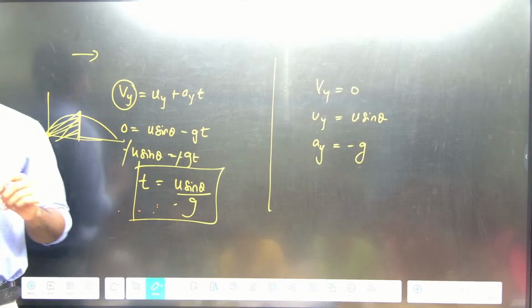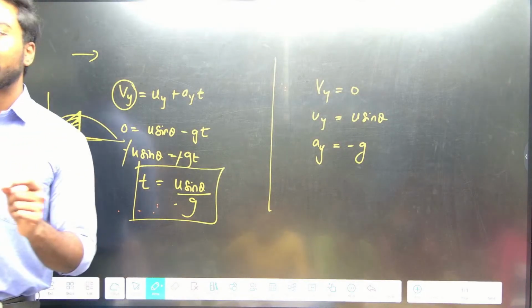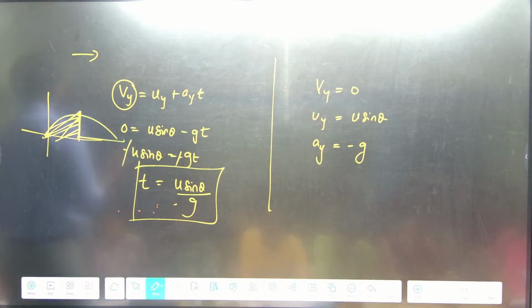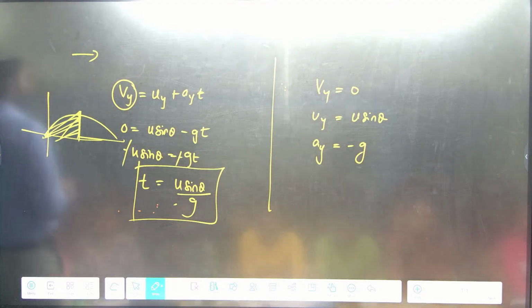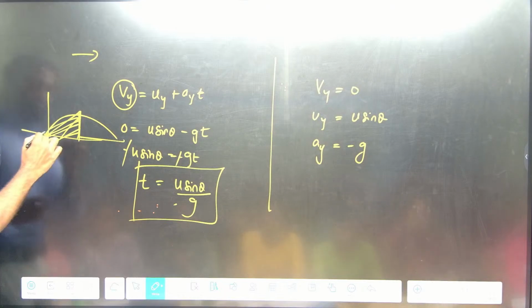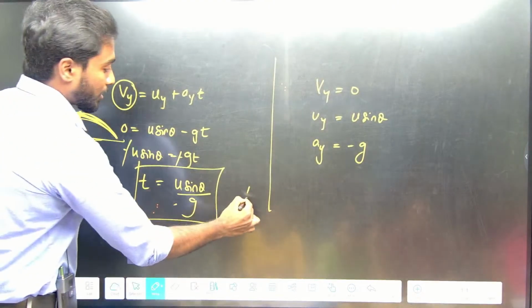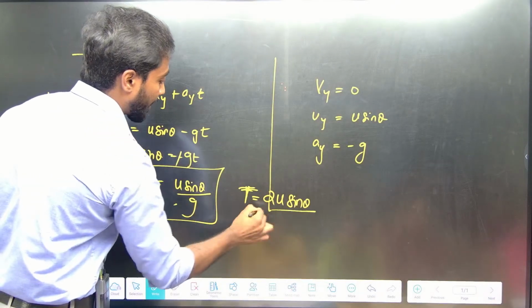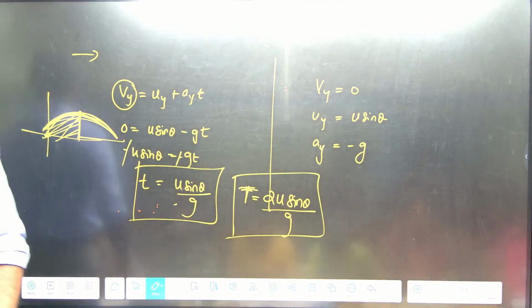Okay. Now listen, the next point is time of flight. Time of flight is nothing but the object is in motion from the initial point to the final point. So from this point to this point, how much time has been taken. So capital T will be equal to 2u sin theta by g. Take down. Time of flight T is equal to 2u sin theta by g.